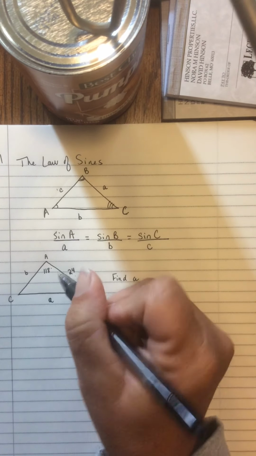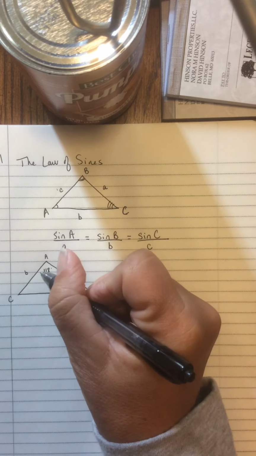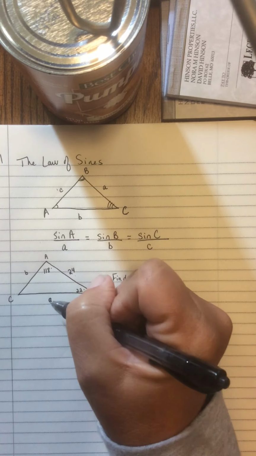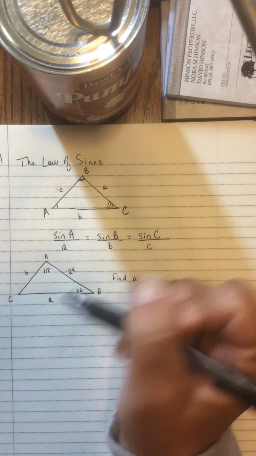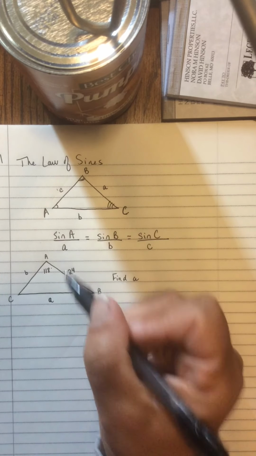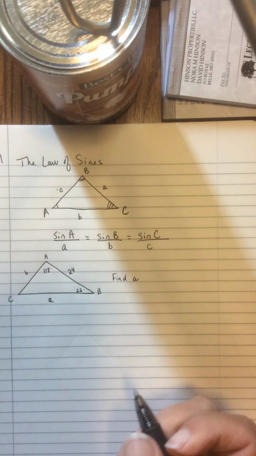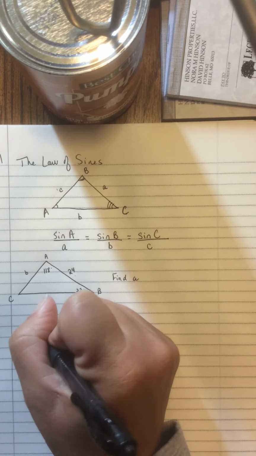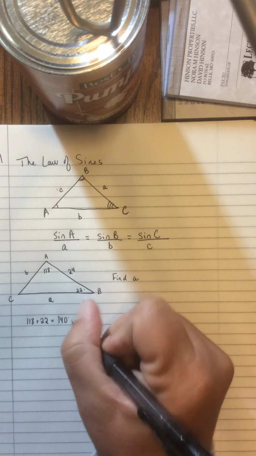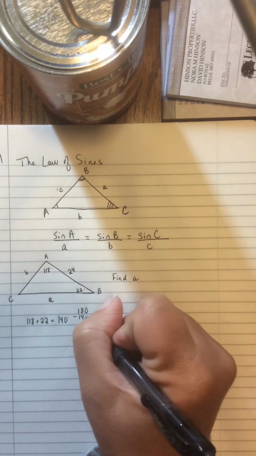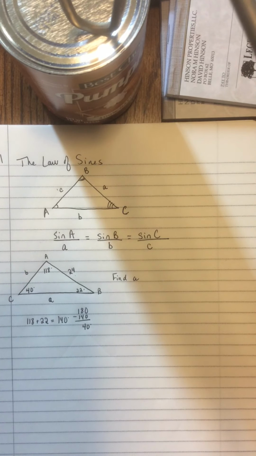So what we need to do is we have to find an angle and its opposite side. So we know this angle is 118, but its opposite side is a. This angle is 22, but its opposite side is b. Well, can I figure out what angle C is? Of course I can. I need to take 118, add 22, which gives me what, 140 degrees? I know then that angle C has to be 40 degrees.